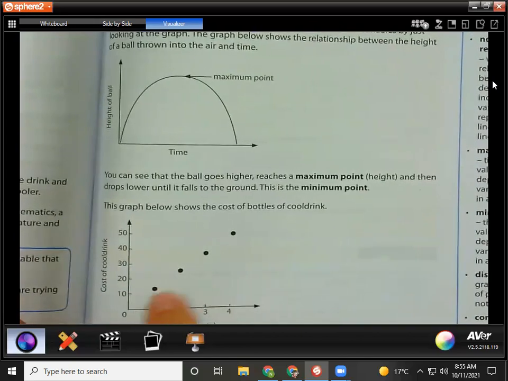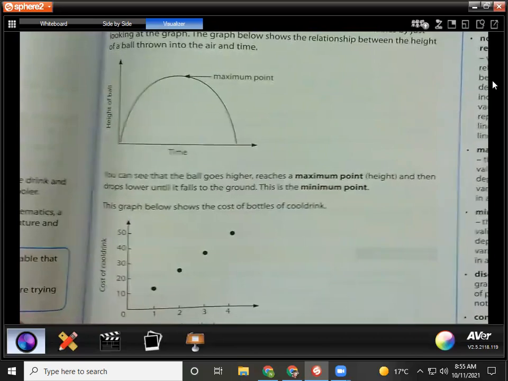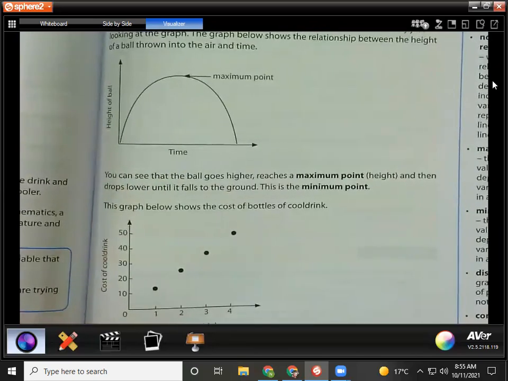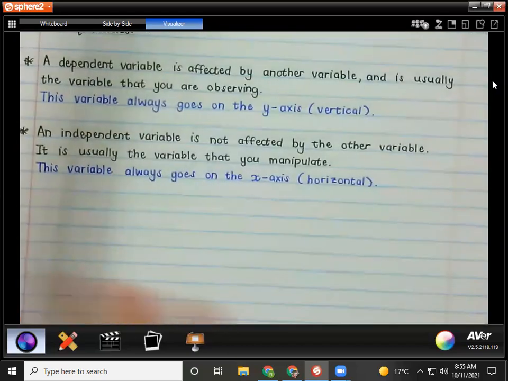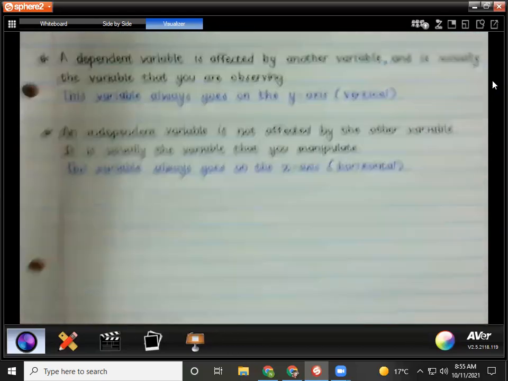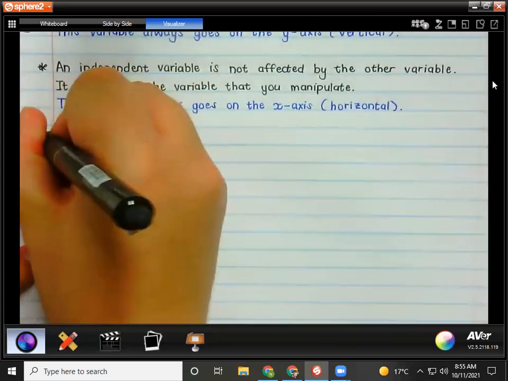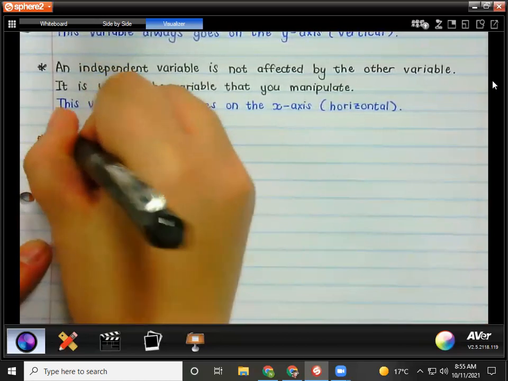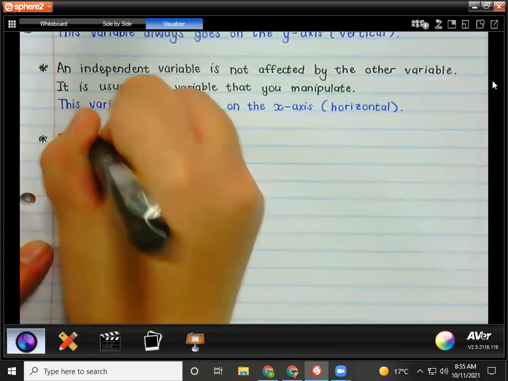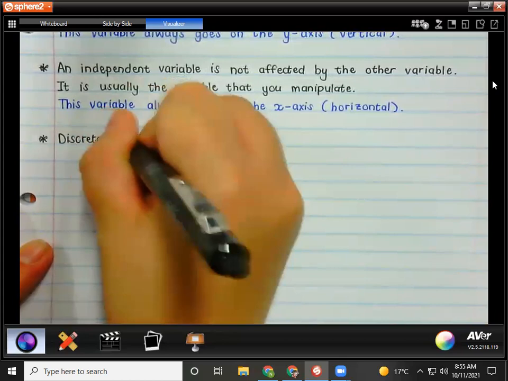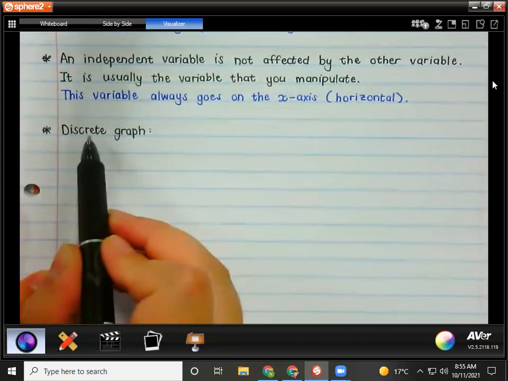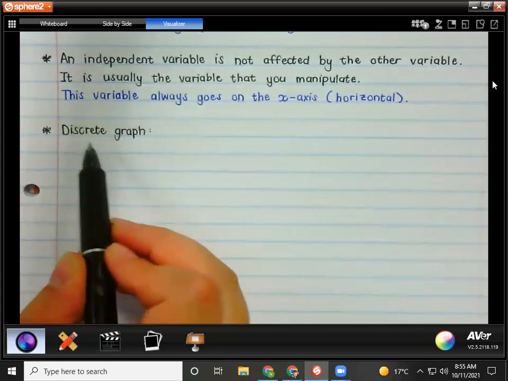And this one, where we have separate dots because there's no actual meaning at the in-between values, we call a discrete graph. Okay, the spelling is slightly different, so let's write that down quickly. Discrete like that, it's not discrete like the other meaning of the word.